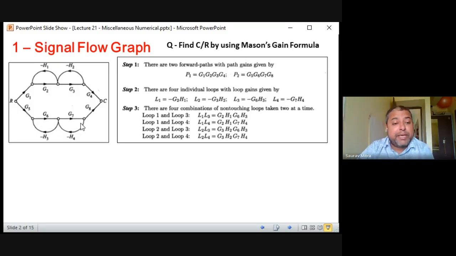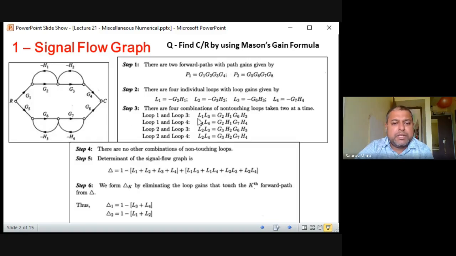Now how many pairs of non-touching loops are there? So you are finding there are 4 non-touching loops. So when you are talking about this minus H1 G2, this is non-touching with this. So this is one pair of non-touching loop. This is another pair of non-touching loop. Okay, so this is 2 pairs of non-touching loop, that is L1 and L3, L1 and L4. Then L2 L3 and L2 L4.